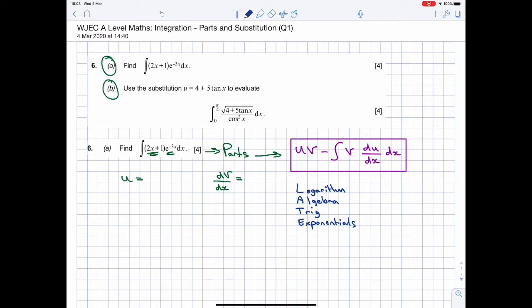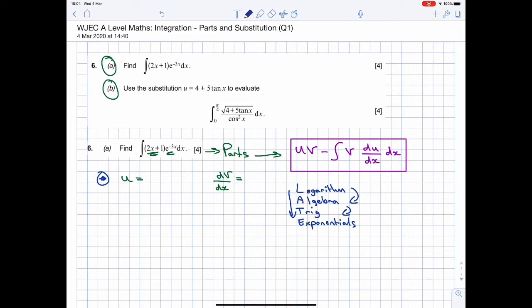Now what is this used for? Well, we use the L.A.T.E rule to identify, first of all, what the letter u is going to represent. So we always start with u, and we use our expression to identify, going down this list, what u will represent. This is always the order we use. If we've got logarithms involved, that's going to be u. If we don't have logarithms, then we'll move down to algebra. And if we don't have any algebra involved, then we'll move down to trig.